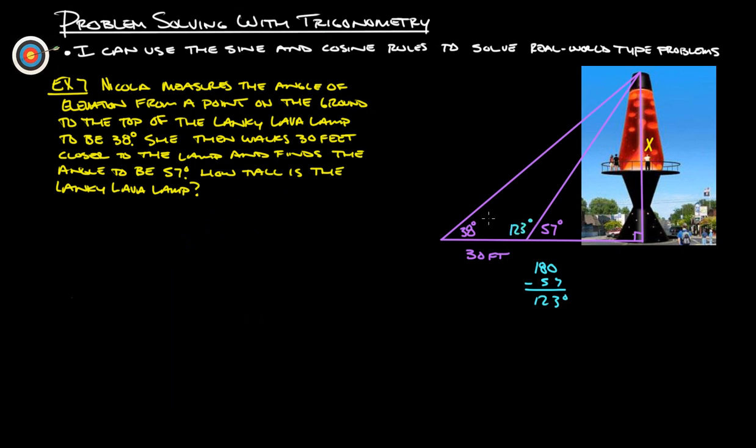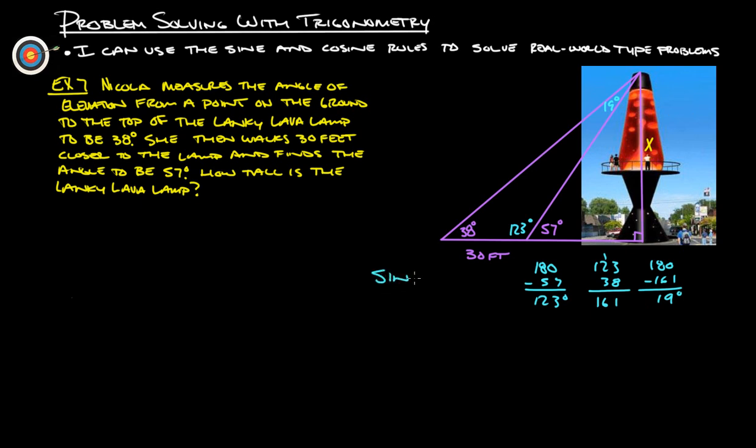Okay, and then we know that these two together with this should equal 180 as well. So if we do 123 and 38, that gives us 161. If we take 161 away from 180, that gives us that this angle up here has to be 19 degrees. Okay, so now that we know that, let's do this setup.